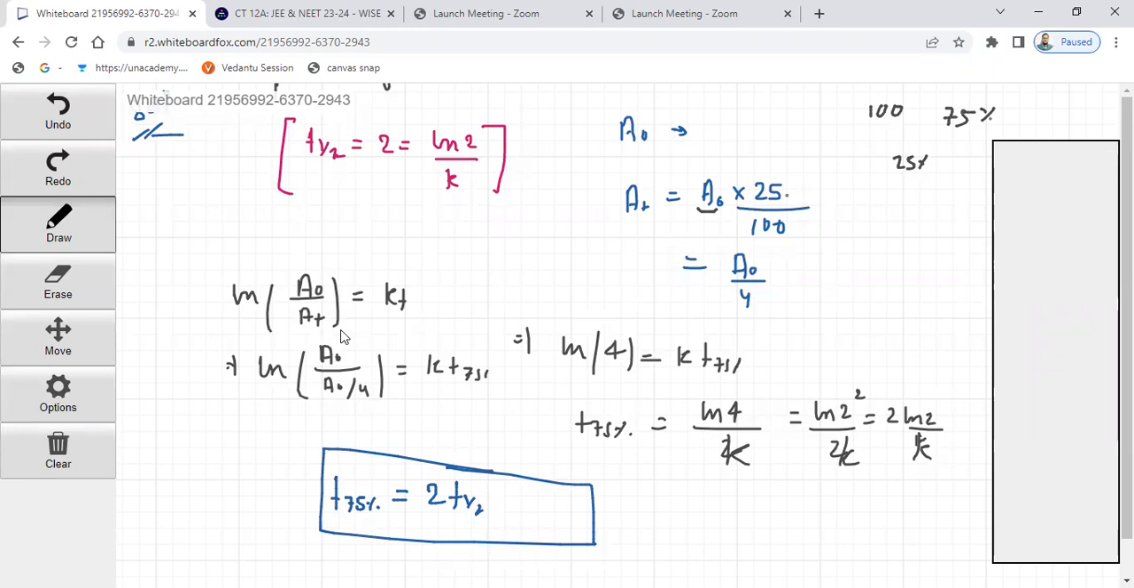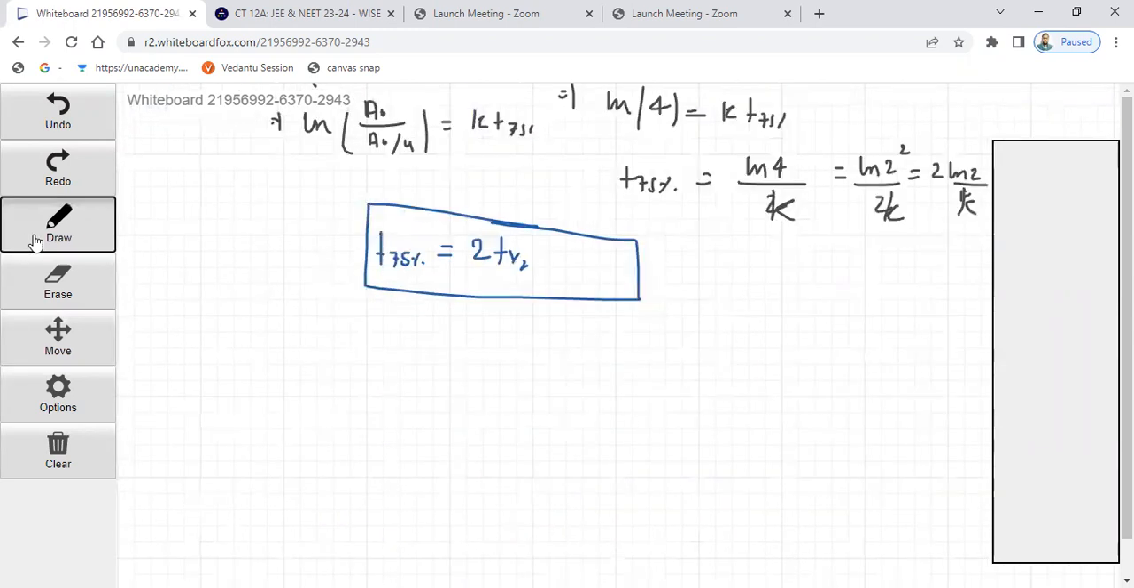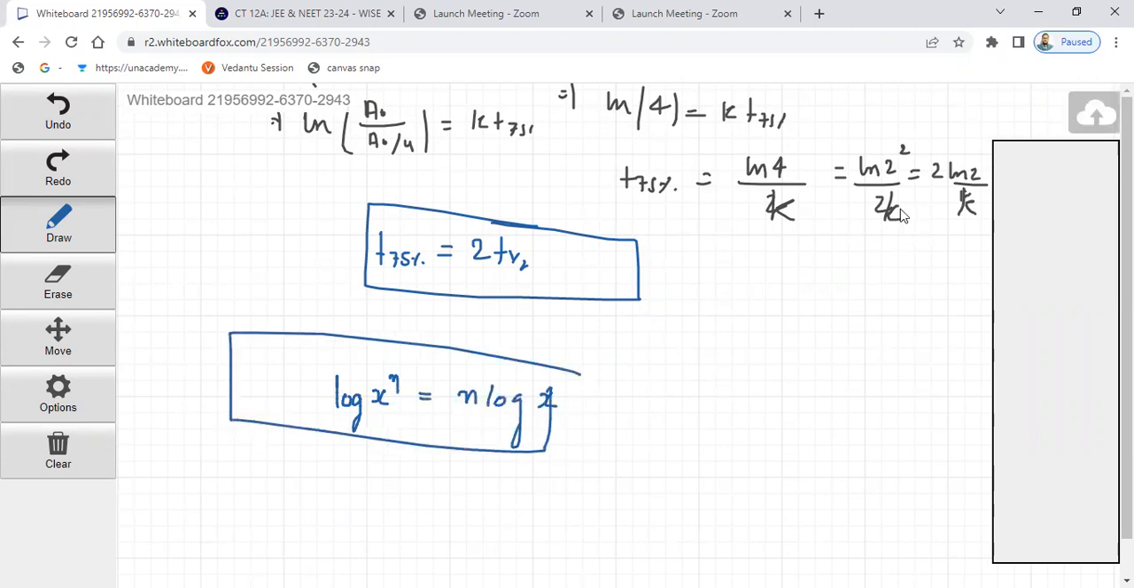Okay, understood, sir. And you have to remember the log rule: log of x to the power n is equal to n into log x. Similarly, I used this concept for 2 to the power 2, and you get 2 into ln 2 by k. Any doubt? No, sir.